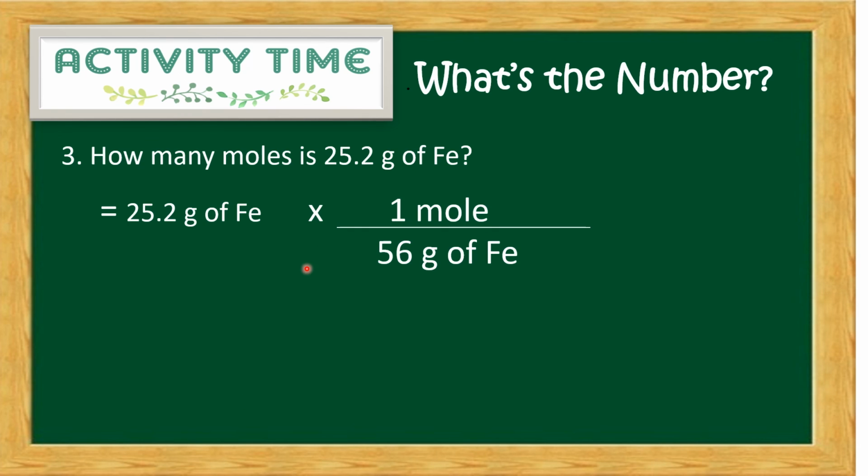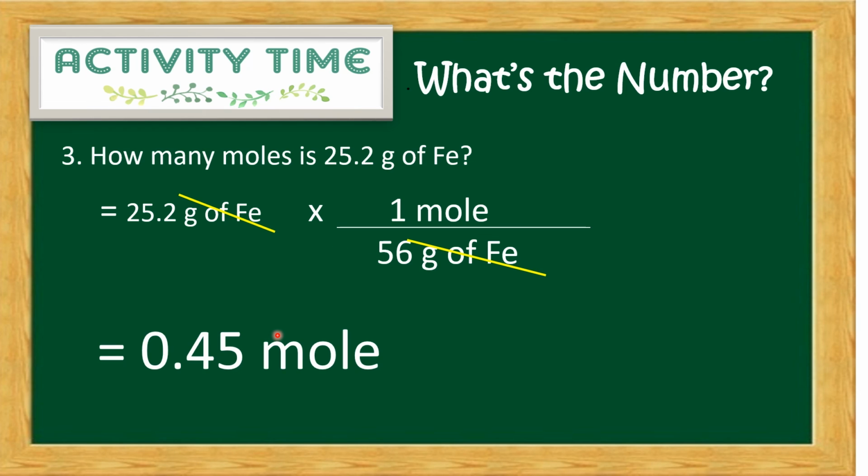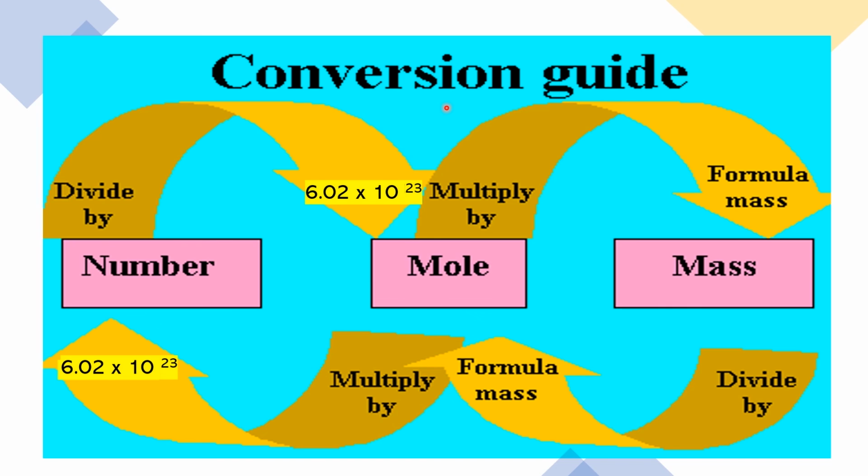For number 3, how many moles is 25.2 grams of iron? For our solution, first, again, copy your given, multiply it by the conversion factor. Cancel out common units, and then multiply 25.2 with 1 mole and divide it with 56, and the answer will be 0.45 mole.